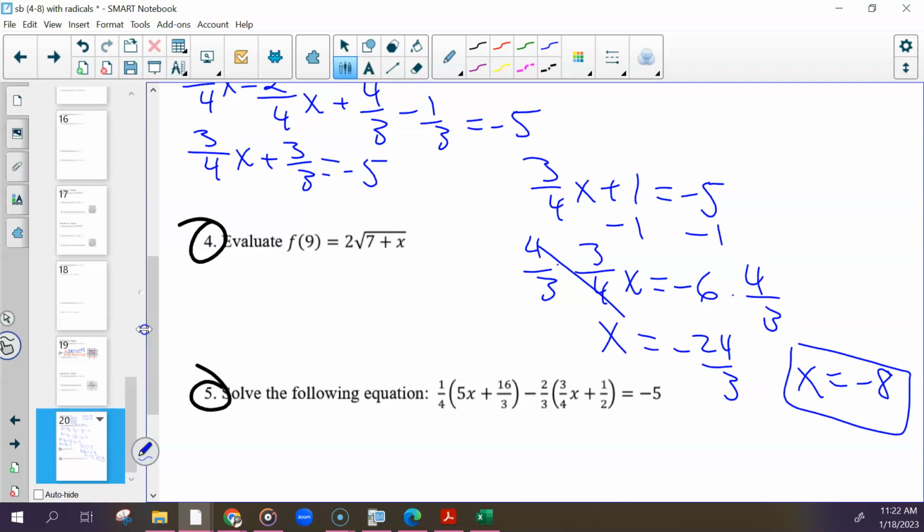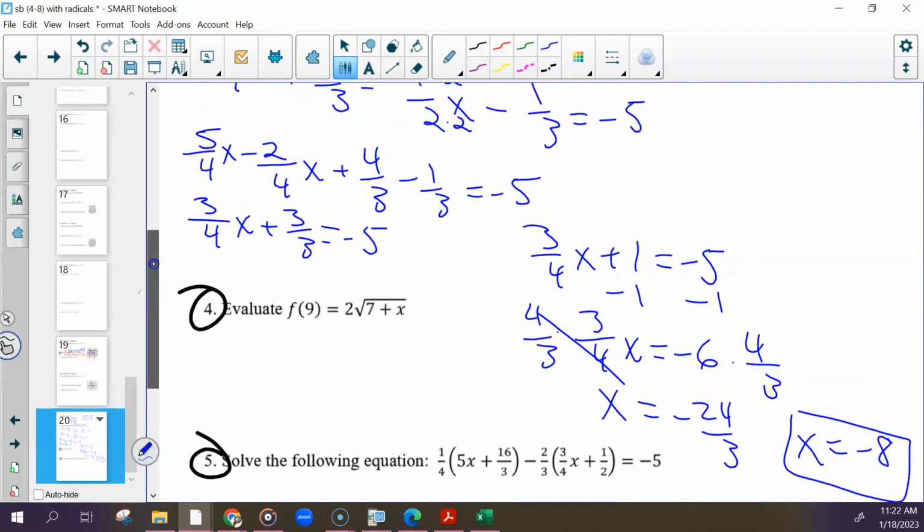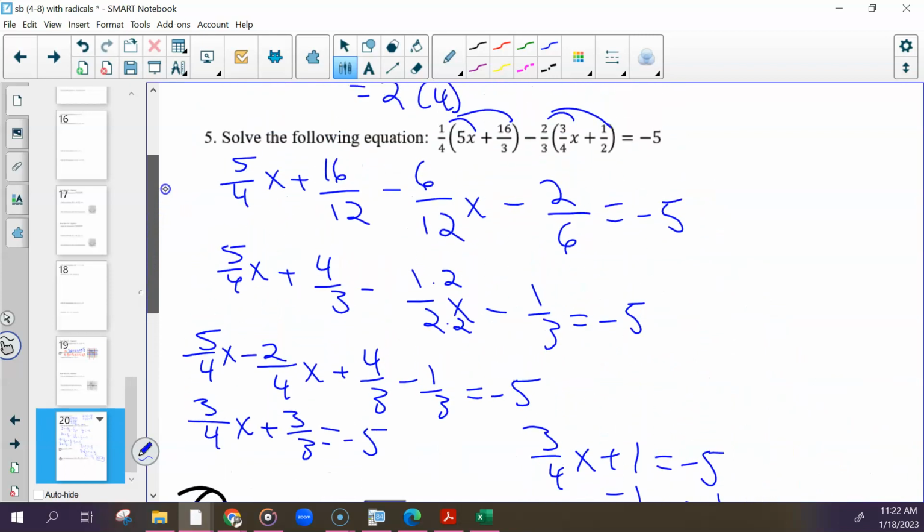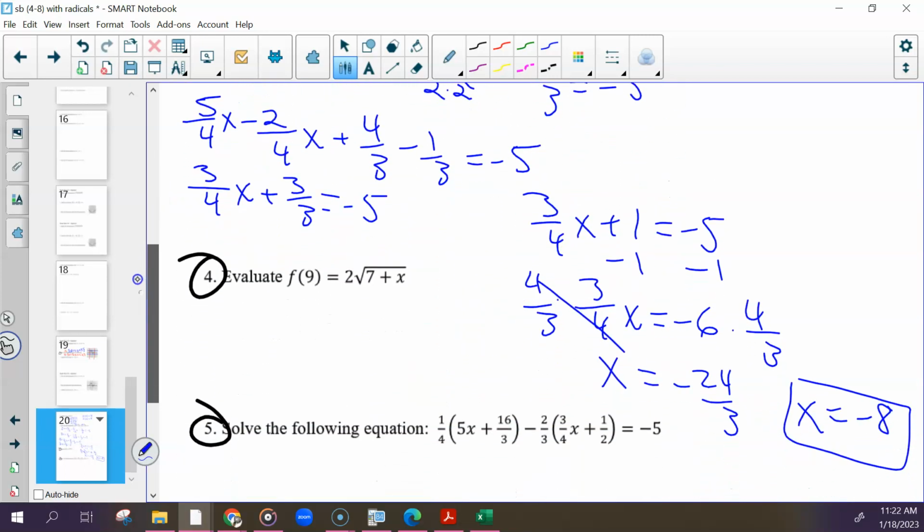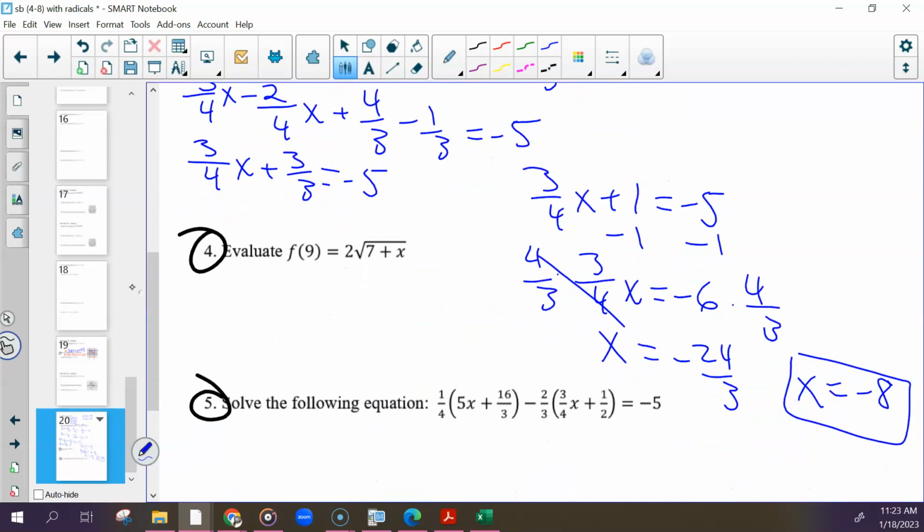Alex. I'm a little lost. How to get it negative 20? That was already there. Oh. Are there questions on that?